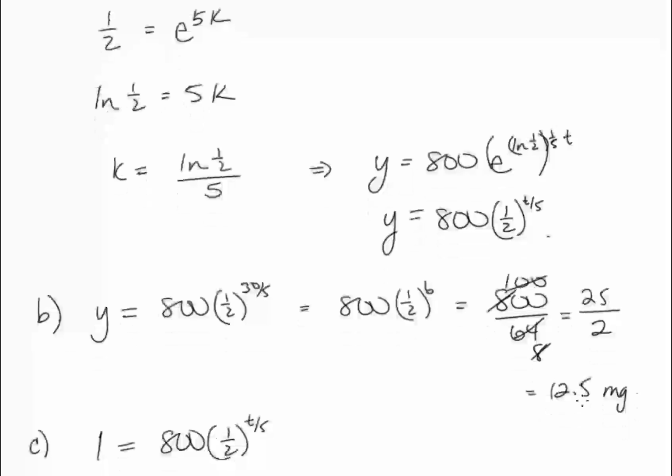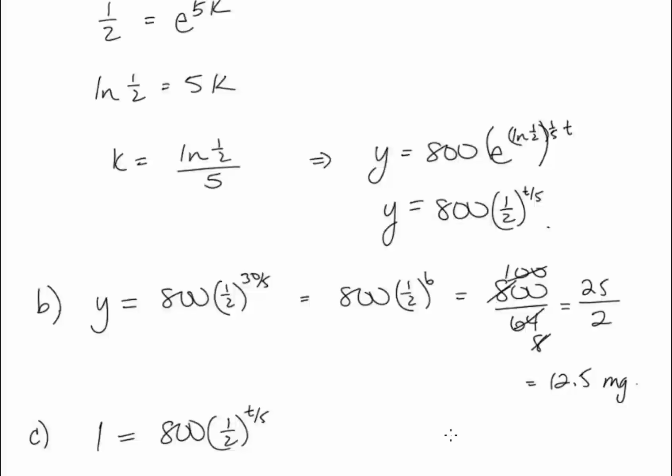Part B said find the mass remaining after 30 days. So we need to plug in t equals 30. So we do that. We get 30 over 5 as our exponent. That's 6. And actually this is something that is reasonable to compute by hand. 1/2 to the 6th power is 1 over 64. So we have 800 over 64, which reduces to 25 over 2. So that's 12.5 milligrams. That's the mass remaining after 30 days.